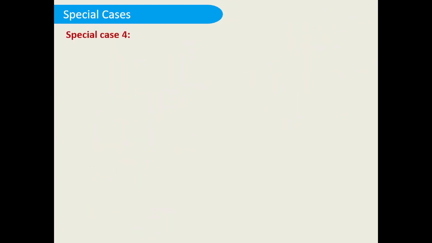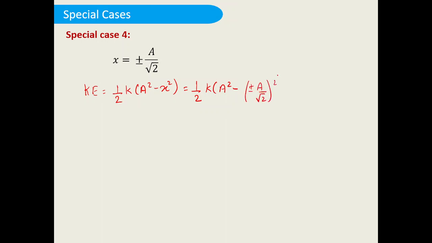I will move to the next special case, case 4, at x is equal to plus or minus a divided by root 2. We derived that kinetic energy is equal to half k a square minus x square, and both are equal at these positions. So this is equal to half k a square minus x square, where the value of x is plus or minus a divided by root 2, the whole square.